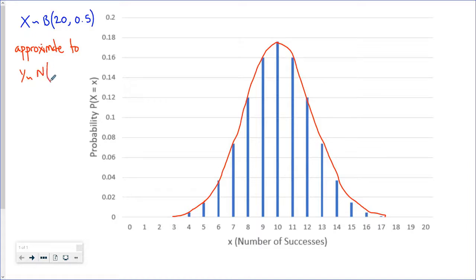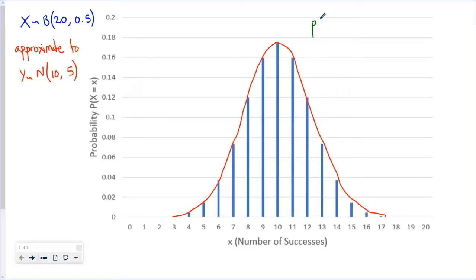And the mean of the normal distribution, well, you can see that 10 is clearly in the center of this normal distribution. So the mean of the normal distribution is going to be 10. And we'll look at the formula for calculating variance, but I know that the variance of that normal distribution curve is 5. So our aim now is to use this red curve, this normal curve, in order to find approximate probabilities for the binomial distribution.